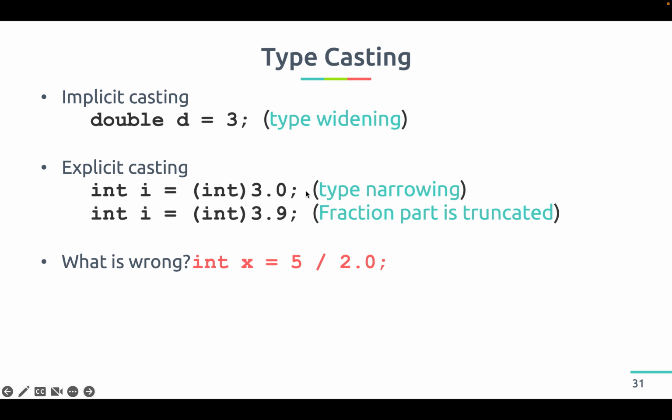So this we call type narrowing, which is the opposite. Int i is equal to int 3.9. If we turn this into an integer, here it didn't matter because 3.0 is the same as 3, but here the value of 3.9 will not be rounded, it will be truncated. This value will be removed. So 3.9 will be only 3 when we cast it and store it into an integer.